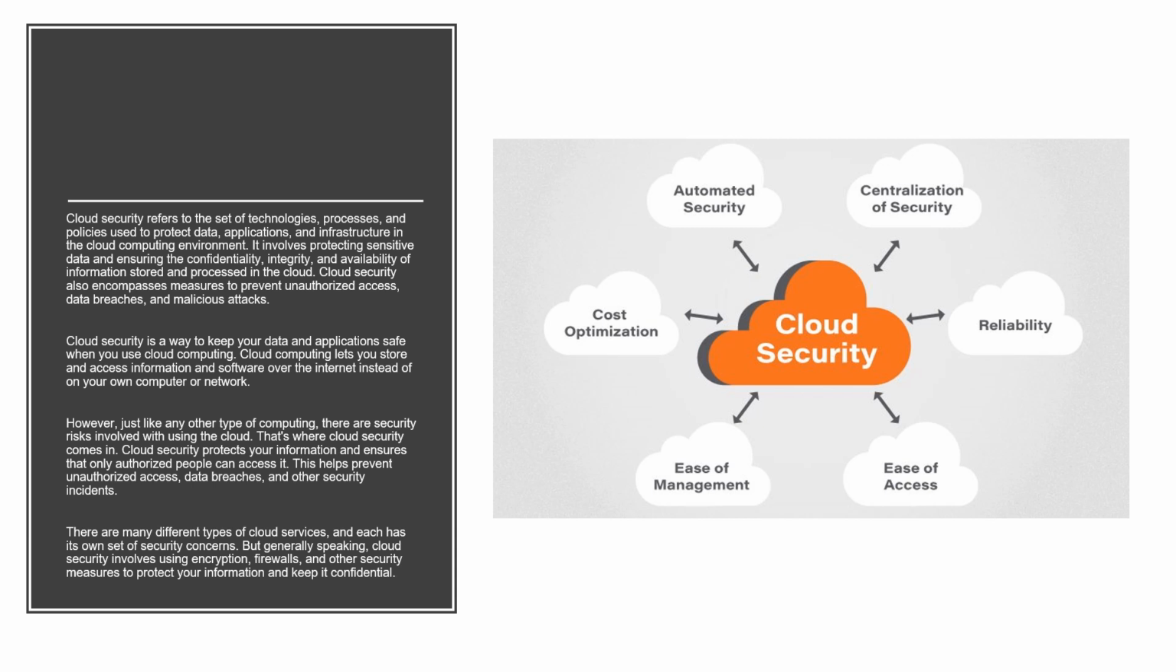Cloud security protects your information and ensures that only authorized people can access it. This helps prevent unauthorized access, data breaches, and other security incidents. There are many different types of cloud services, and each has its own set of security concerns. But generally speaking, cloud security involves using encryption, firewalls, and other security measures to protect your information and keep it confidential.